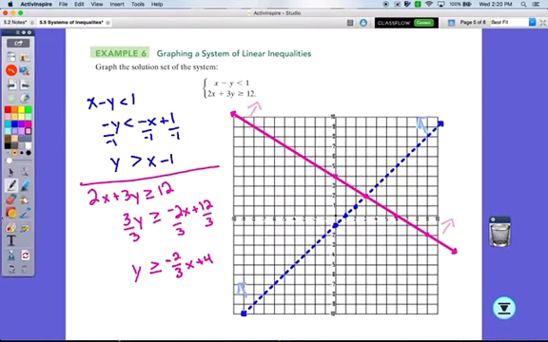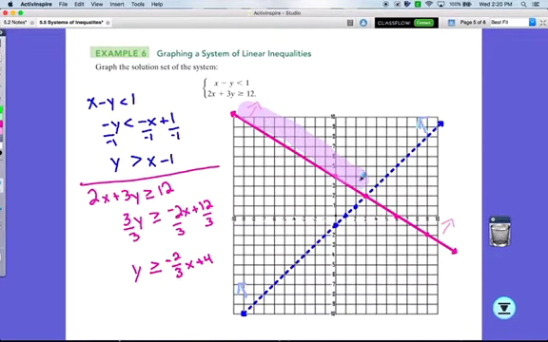Your answer is going to be the region where I would have shaded both times. I would have shaded above the blue line, and then above the pink line. So where did I shade both times? In this section up at the top. So I would have shaded right up here. Notice that I have arrows for both lines in that section. For these, the graph is the answer.